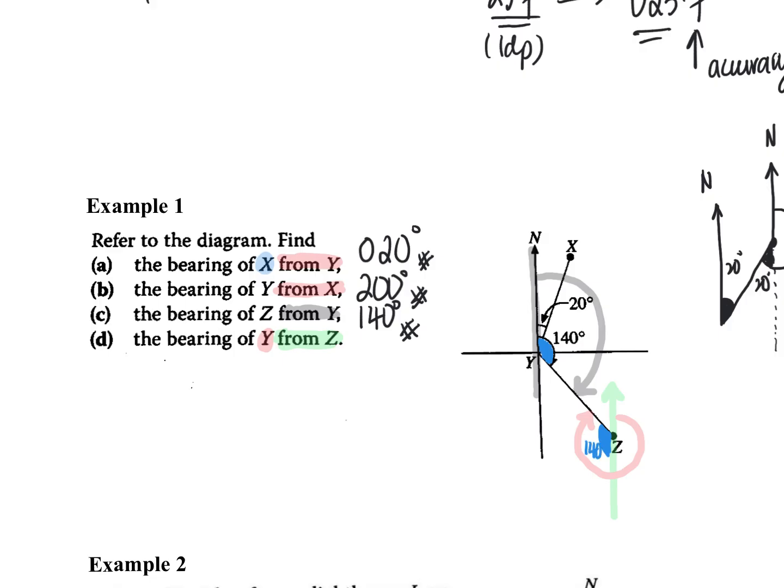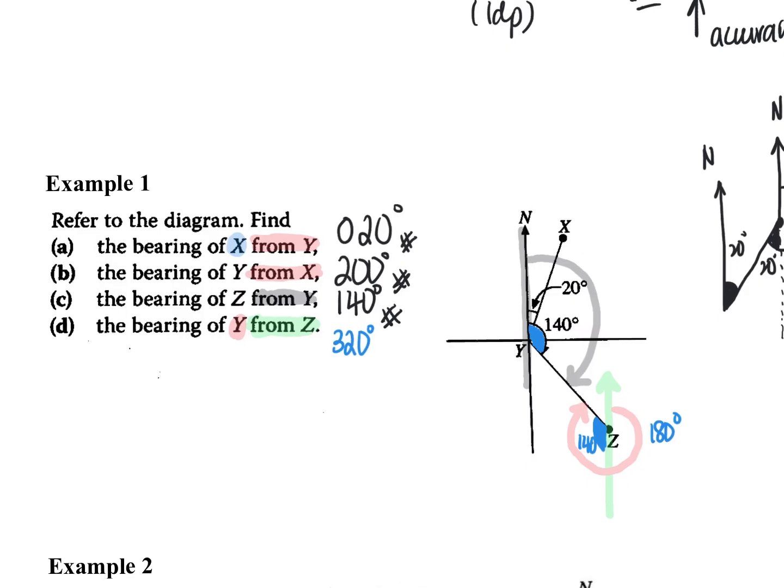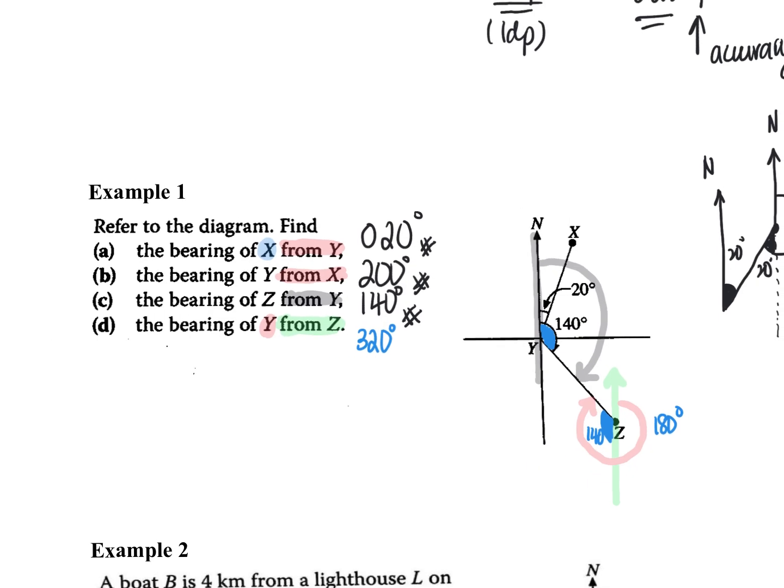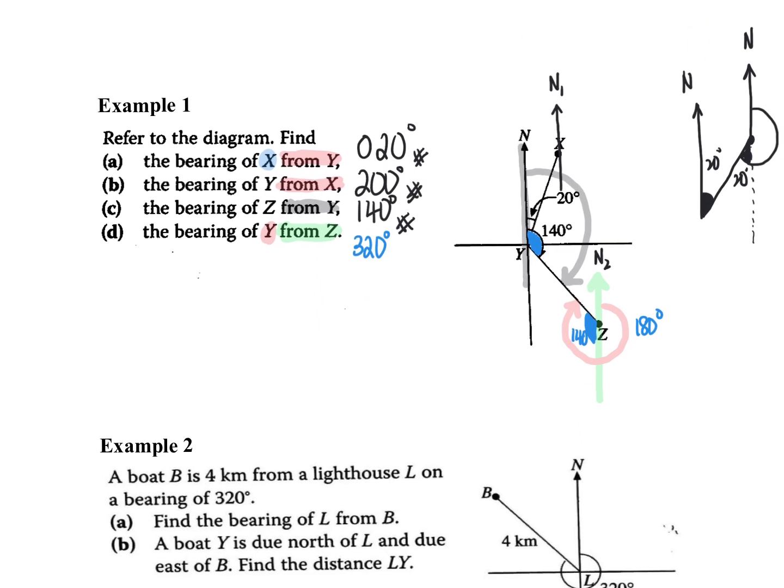So it will be 180 plus 140. So 320. Okay, so how can you label the angle if you want to show working? Sometimes when you draw your new North Pole, you can label them differently. Like call this N1, call this N2. Then you will be able to tell me, oh, angle N2ZY is what angle and so on. So you can label your North Pole. Okay, but this is just a practice.